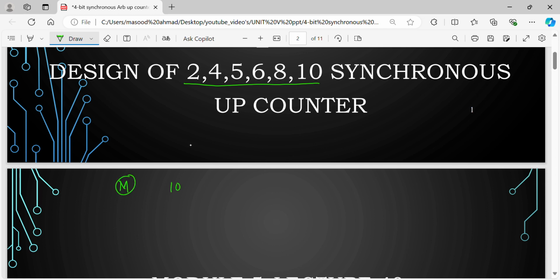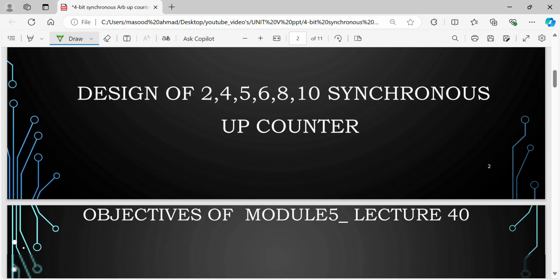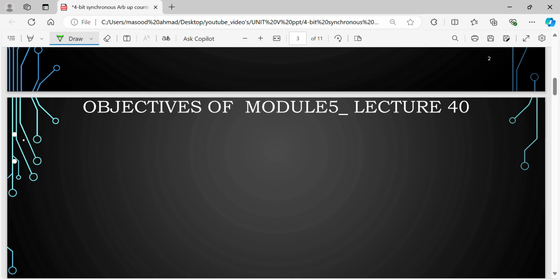So to represent 10, how many flip flops are required? 10 is 1010, so the number of flip flops required is 4. With 4 flip flops we need to work. It can be any type of flip flop, in the sense it may be SR, JK, D, or T flip flop. So now we will take up the T flip flop.